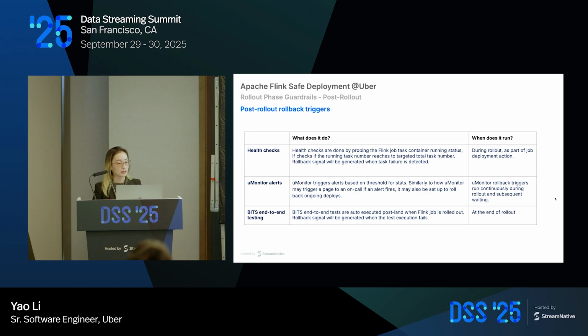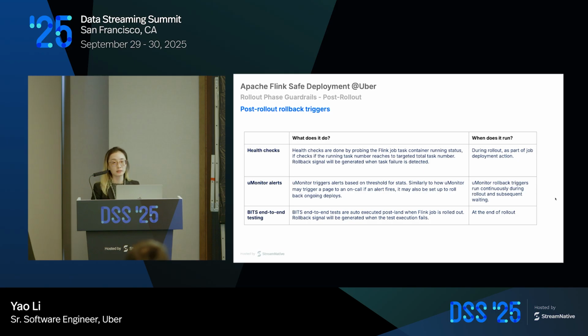After passing the health check, we move to the alert watching phase. The alerts will be continuously watched during rollout and also the subsequent waiting. We need waiting time because some of the alerts have windows, like they want to wait for 10 minutes to collect enough data to generate a signal. So similarly, when an alert gets fired, that means there is potentially something wrong, and we will generate a rollback signal to roll back this rollout.